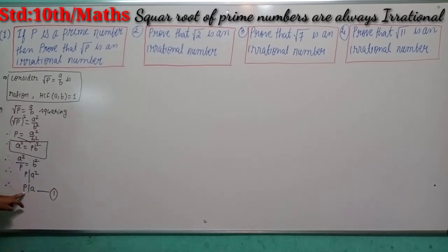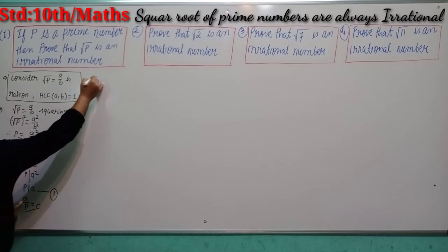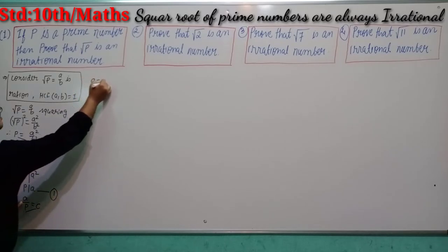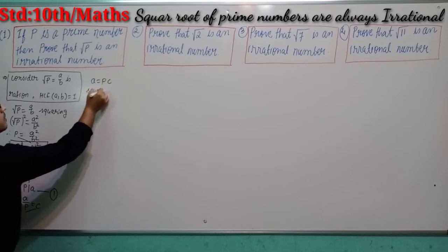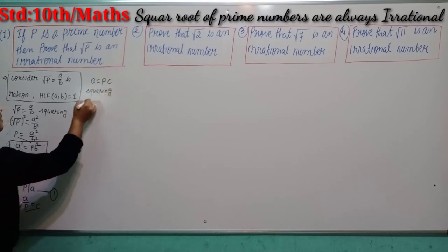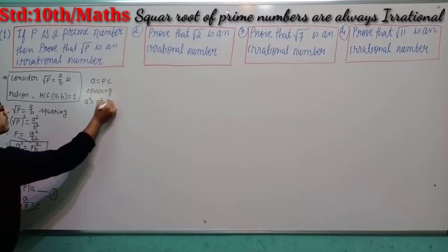Similarly, p divides a, it means a is divisible by p. If a is divisible by p, you are getting another number, suppose c. So cross multiplying, what you are getting is a is equal to pc. Now squaring again, a square is equal to p square c square.